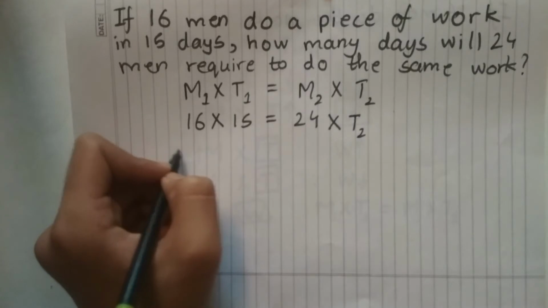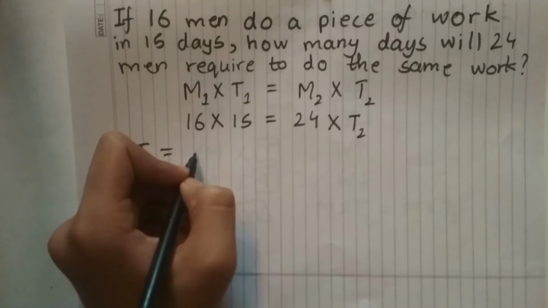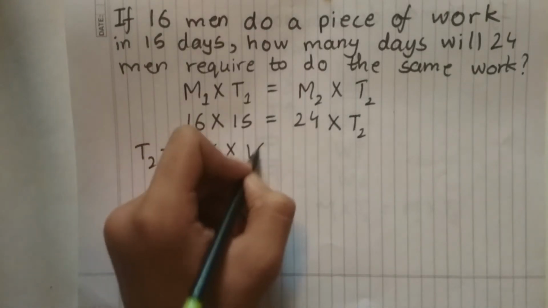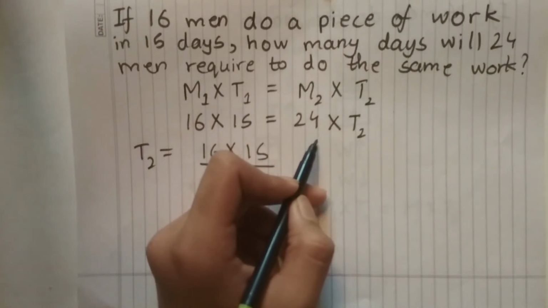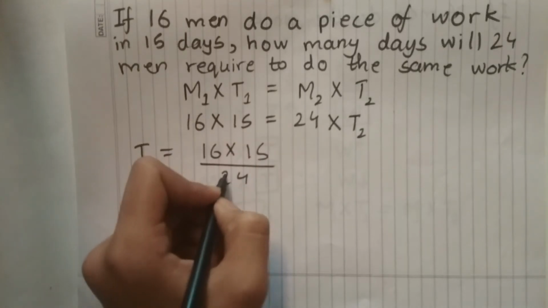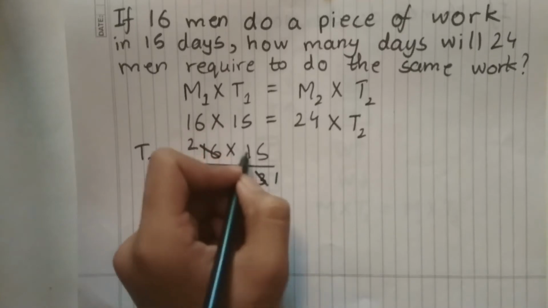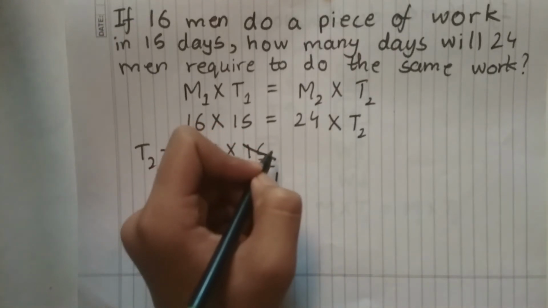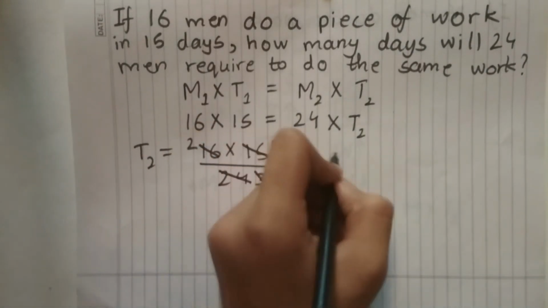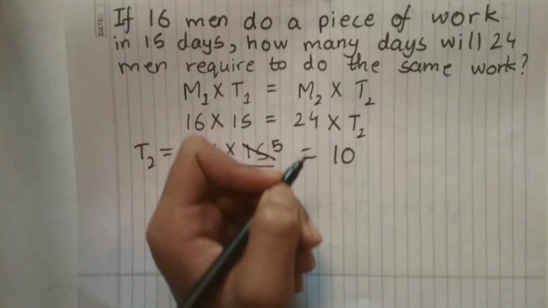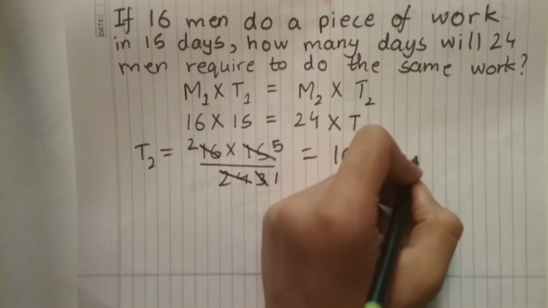To find t2, we'll write t2 equals 16 into 15 divided by 24, as when we divide the right hand side by 24, we'll be left with only t2. So we can cancel it as 3. This is 2, 8 2s and 8 3s, and this is 5. This is 3 5s and 3 1s. So we have got 10, but since the unit of time in the first condition was days, here also it will remain as 10 days.